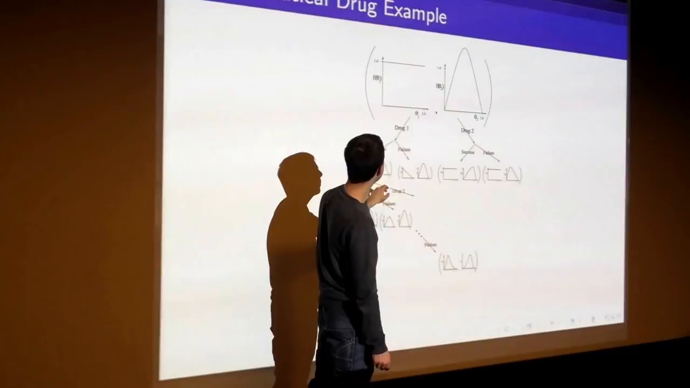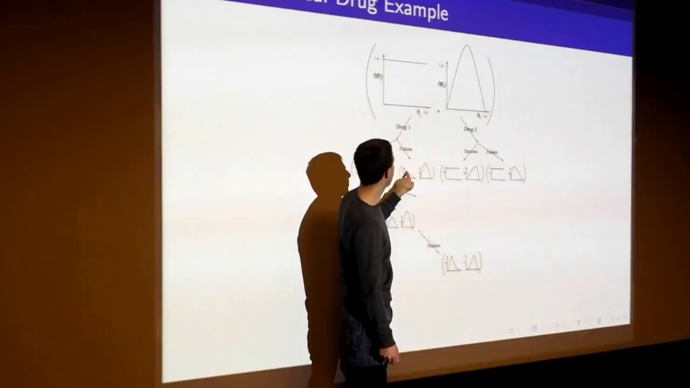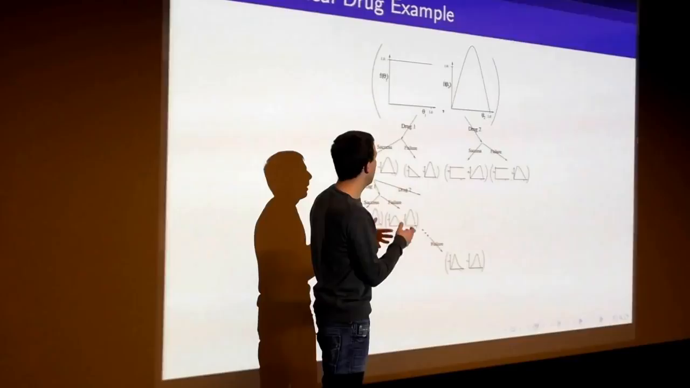But if it fails, I would skew that distribution the opposite way. I'd skew it like this now, to say there's some probability that this is more likely to be a failing drug. And so this is one way to just do a look ahead over this space.